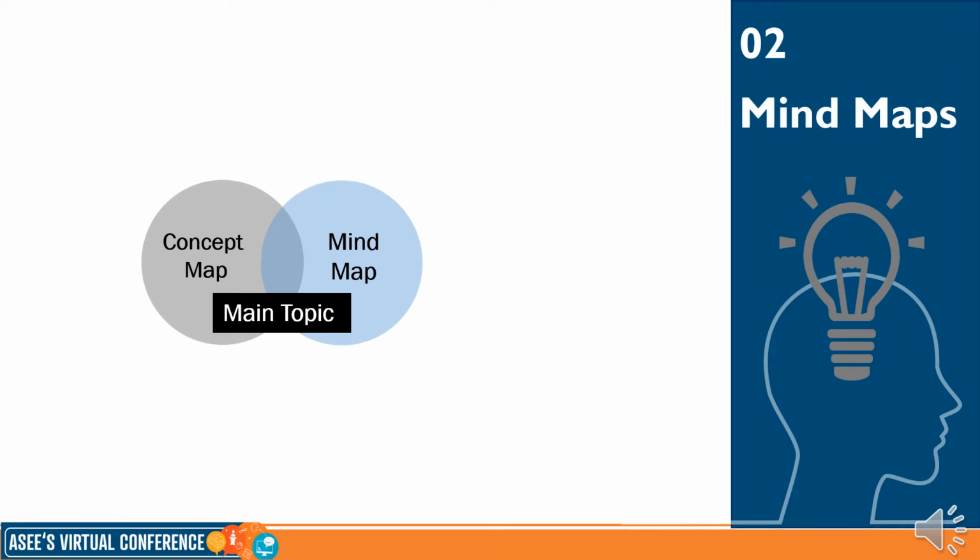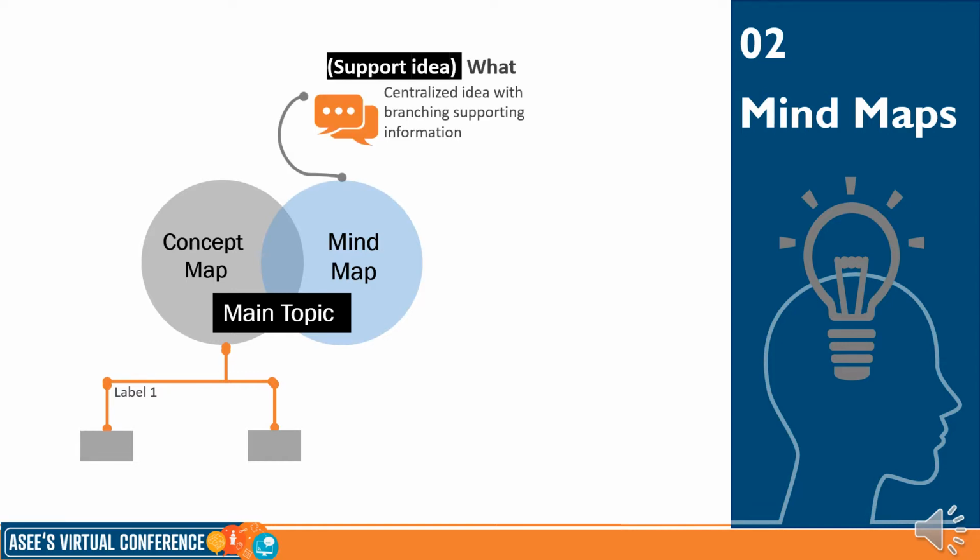Although mind maps and concept maps initially appear similar, they are distinctly different. Concept maps identify relationships, assemble them in a downward hierarchy, alongside labeled arrows, as an example, the UML diagram. The mind map, on the other hand, uses a centralized idea with branching supporting information.